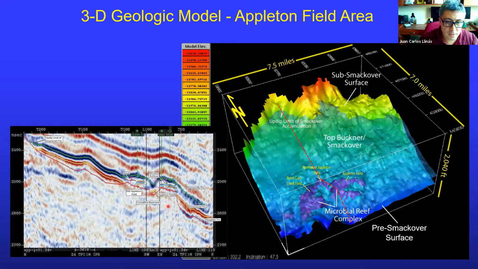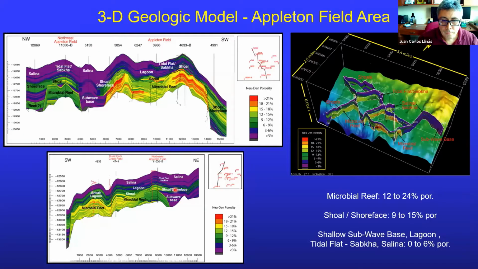Here you can see this is a seismic line that goes this direction. Here you can see how close is the active limit of the Smackover deposition there. And again, the negatives mark the top of the same thing we did for the Appleton field. So here's the three-dimensional interpretation that's going from one well to the other. And here extrapolated throughout the whole entire area, seismic block.